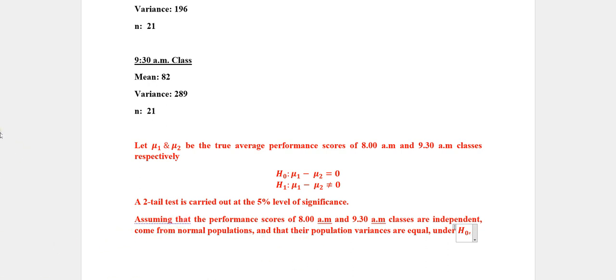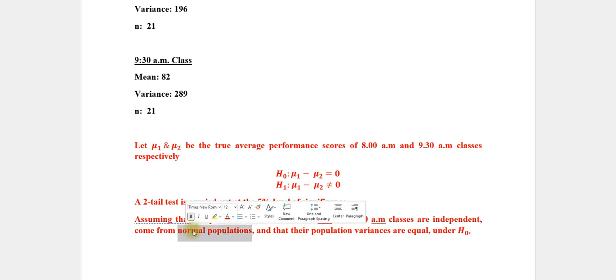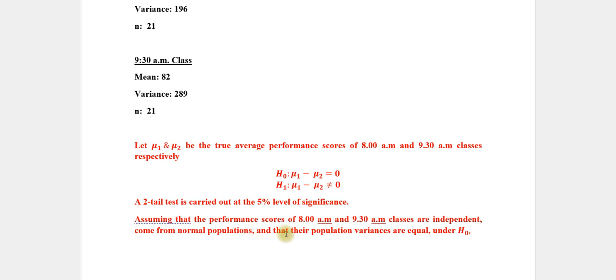So as you would have noted here, there are three assumptions to do. Assuming that the performance scores of 8 a.m. and 9:30 a.m. classes are independent, that's the first assumption, come from normal populations, that's the second assumption with S, don't forget, and that their population variances are equal, which is the third assumption that we did as we explained in the confidence interval. Then under H note, we're going to start writing down our test statistic.